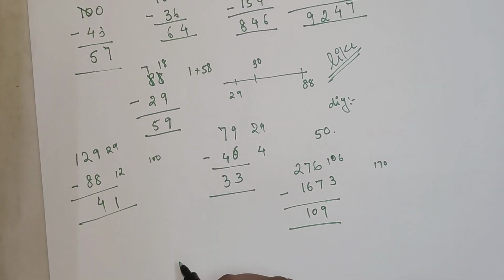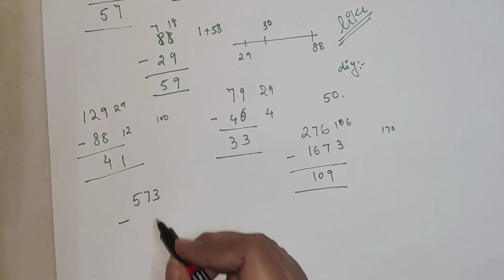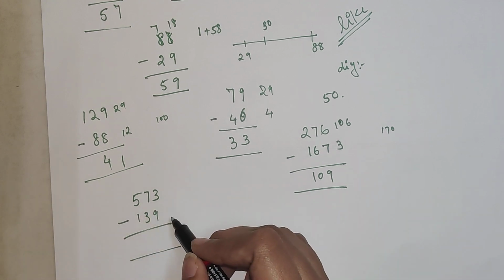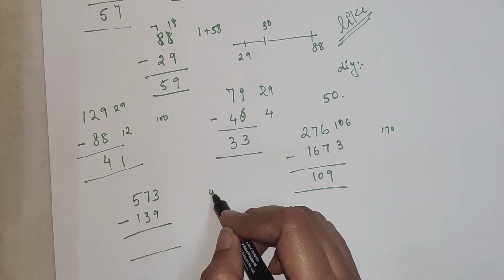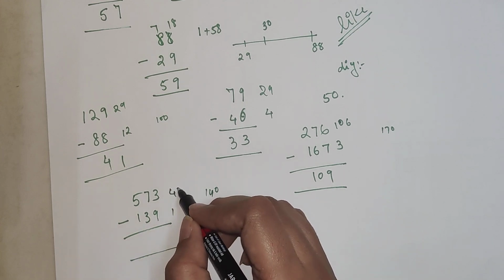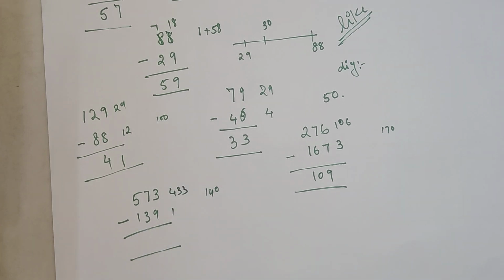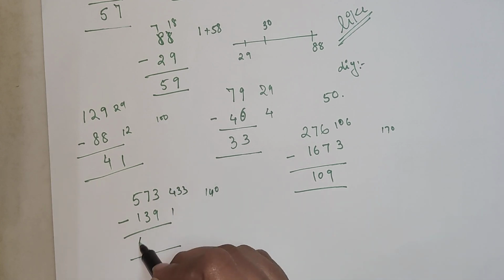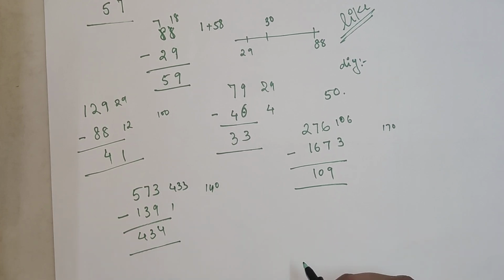Now let's do one more. If we had, let's say, 573 minus 139. Let's take 140 as the middle number. So we have one away from 140, and this is 433 away from 140. So this is now basically going to get you 434. That is your answer for this kind of a subtraction.